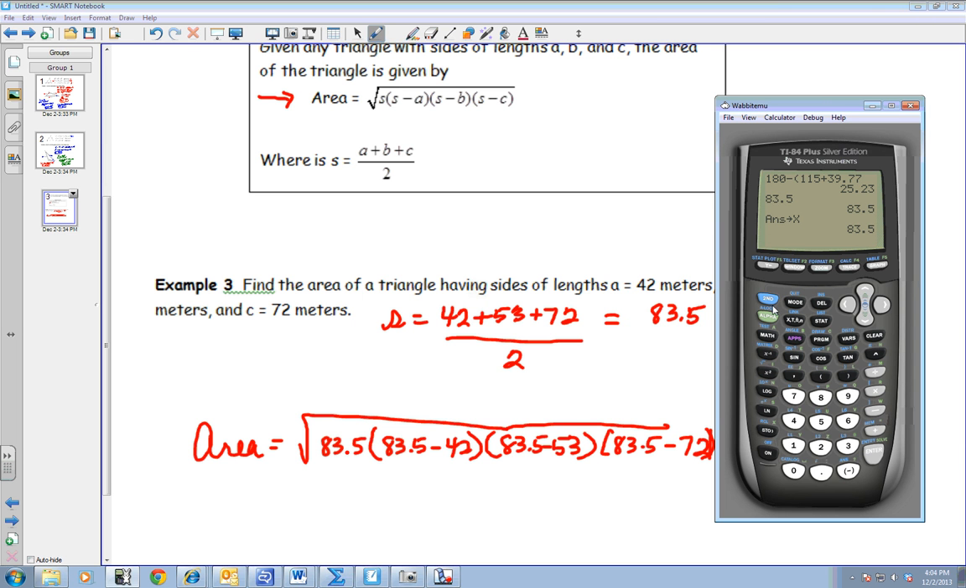Okay, so now I'm going to put this big, long problem in. So I hit second square root of 83.5, that's X, times X minus 42 times X minus 53 times X minus 72. So you see how it just helps? I could have called it anything. I just chose X. And then enter. And my answer is 1102.46.